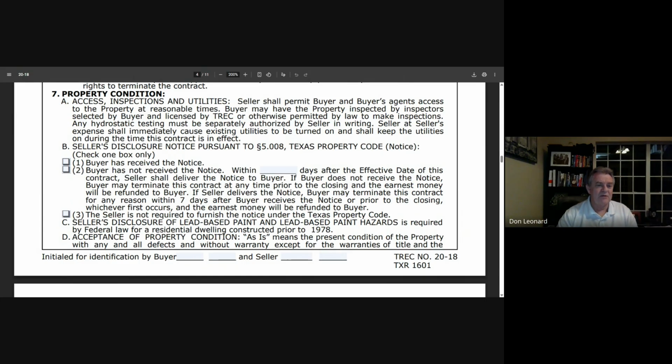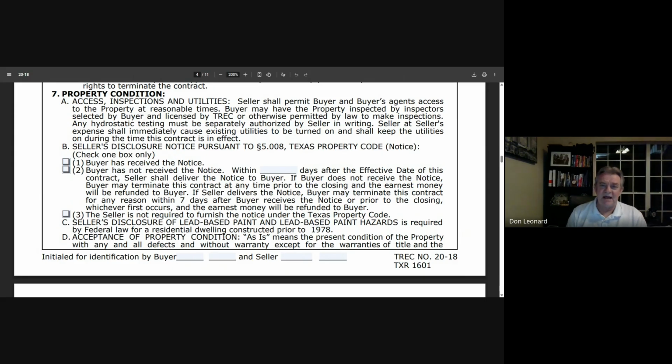B talks about whether or not we're going to be using a seller disclosure. In most situations, we are. So it would either be checking number 1 or number 2. Number 1 is where the seller disclosure has already been filled out and the buyer had received a copy of it prior to making the offer. That's the best way. That way we know that the buyer has had an opportunity to review that. They made their offer based on the things that they know at this point.